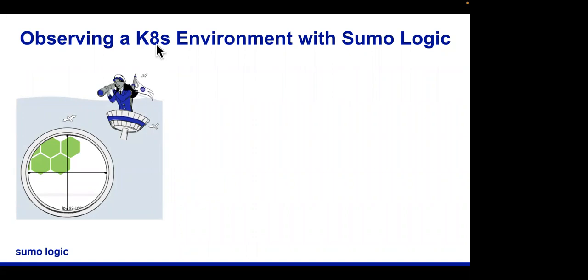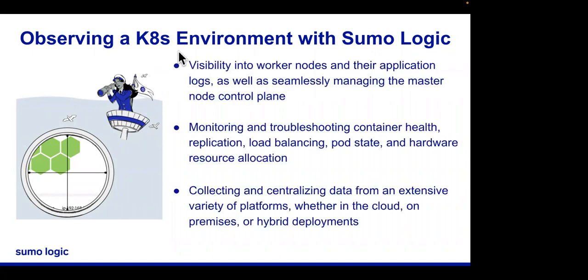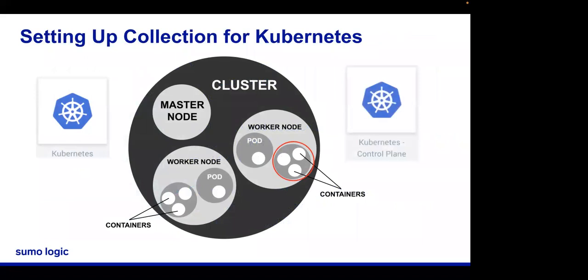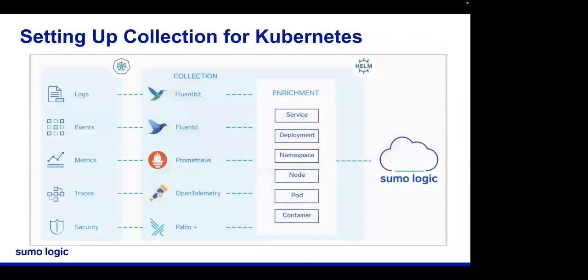As far as observing your Kubernetes environments, sometimes they refer to Kubernetes as K8s because after the letter K in Kubernetes, there are 8 other letters, okay? It's going to give you visibility into your worker nodes, as well as managing the master node. You'll find that we've got some built-in applications in Sumo Logic that you can use to see the master node and the worker nodes. So you can install those applications if you want. We want to be able to monitor and troubleshoot our container health, our replication, pod state, hardware resources, et cetera. As I said here, we've got Kubernetes, the application that looks at our worker nodes, and Kubernetes Control Plane, which looks at my master node.